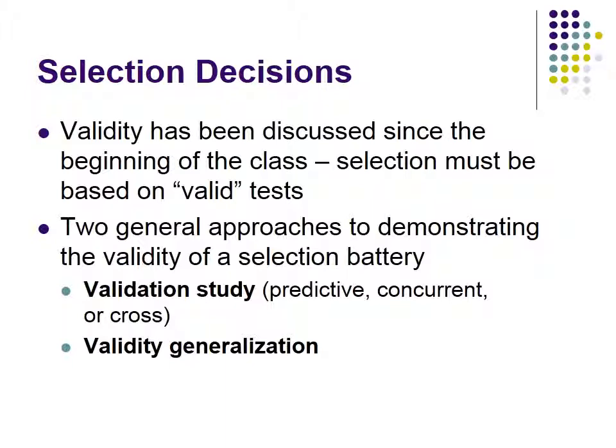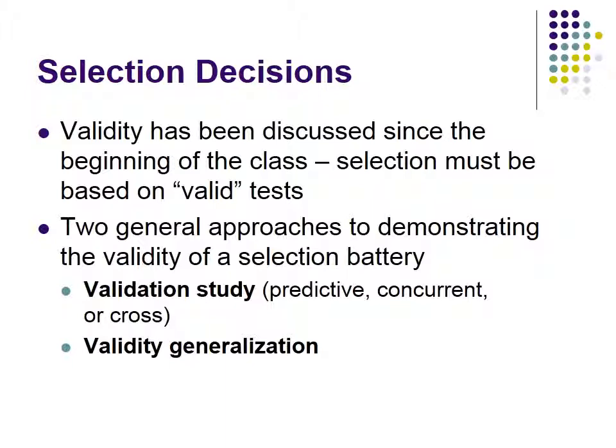So, selection decisions. We've been discussing validity. Again, this is truthfulness. Validity refers to how truthful our measurement of what we think we're measuring is, and it also refers to whether it is related to what we think it is. So, selection must be based on valid tests. Those tests need to be found to represent what they're meant to represent. So again, when we're selecting a test, we're trying to find a test that's going to capture a key component of the job that we're selecting for based on the job analysis. If that test isn't really capturing that component, that means it's not valid.